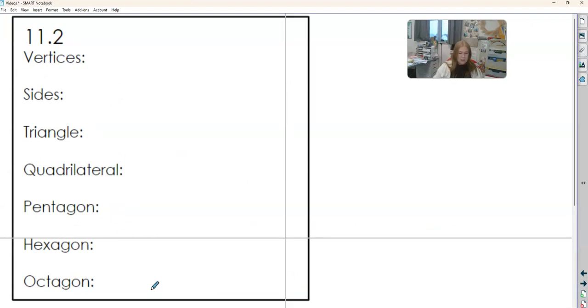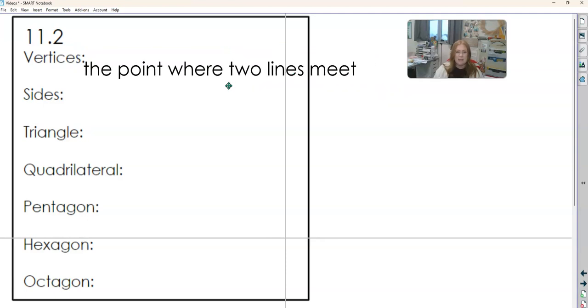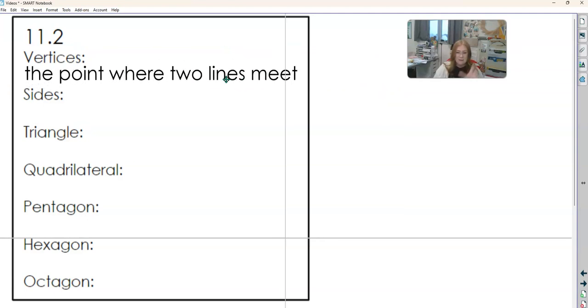Okay, so a few other words we need to know are the vertices. Another thing you might hear them called is the vertex. So a vertex is the point where two lines meet. So when we have two lines meeting up, we call that a vertex or vertices, right? Kind of like, right, there's my vertex, they're meeting up. The side of a shape is a straight line. Now, polygons can be identified by how many sides they have.